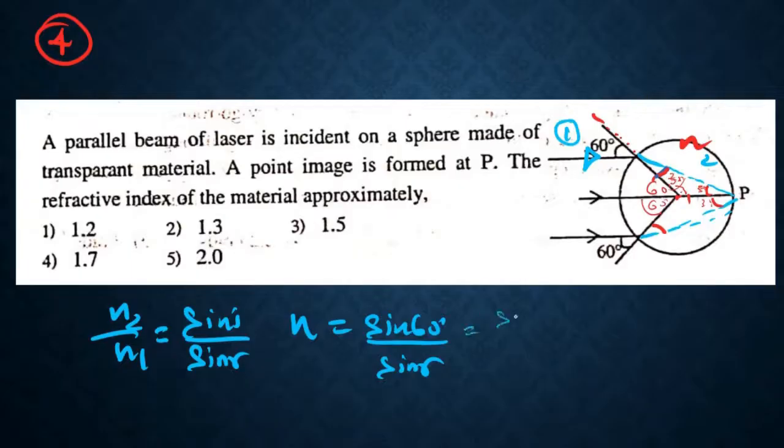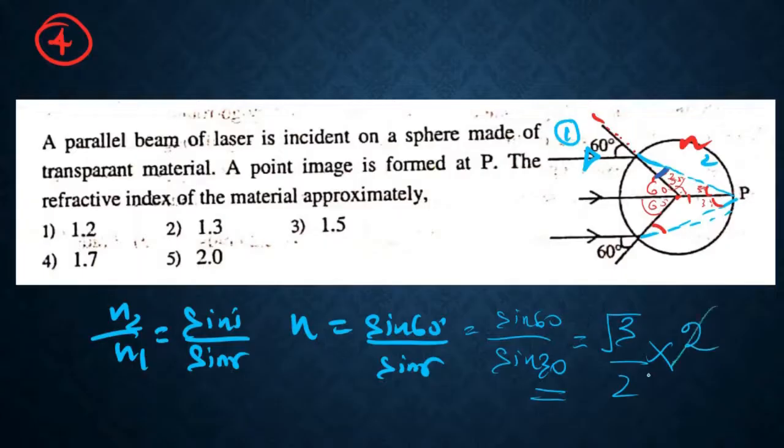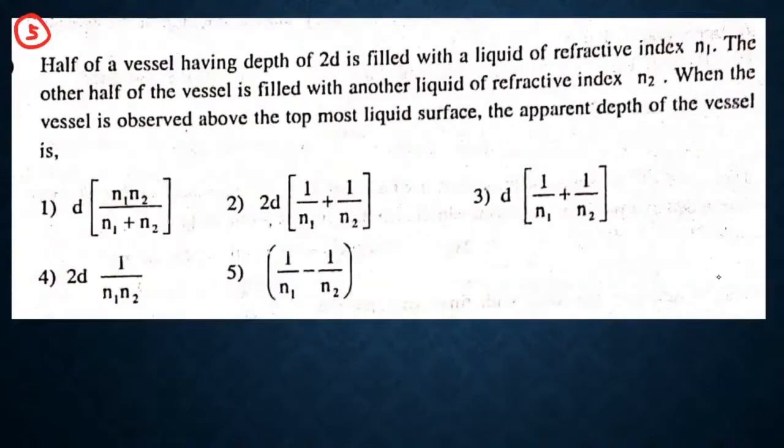So it's sine 60 over sine 30. Sine 60 is root 3 over 2 and sine 30 is half. That means the 2 and 2 cancel off, it's root 3. It's 1.7. Fourth answer. Moving into the fifth question.